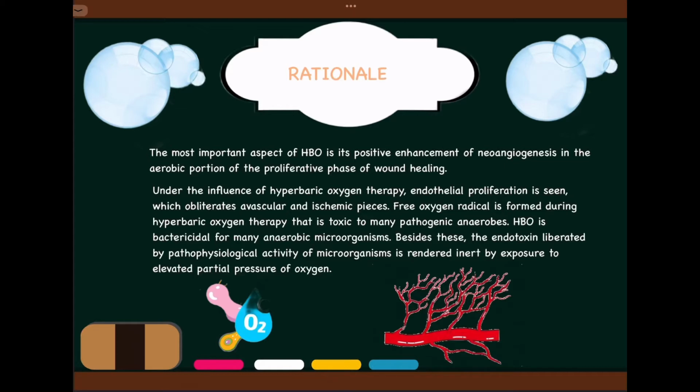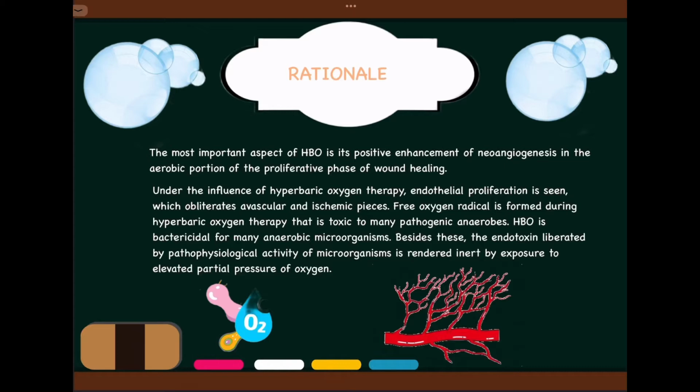Due to increased endothelial proliferation, all the necrotic and avascular masses lying there get obliterated. Apart from this, many anaerobic flora get destroyed because of this oxygen therapy. Also, some bacteria liberate endotoxins, and because of this continuous liberation, chronic inflammation goes on within the wound, which hampers wound healing greatly. HBO therapy also serves to remove all those accumulated endotoxins, thereby facilitating wound healing. So these are some of the reasons why we prescribe a patient this HBO therapy, and we can say that these are the advantages.